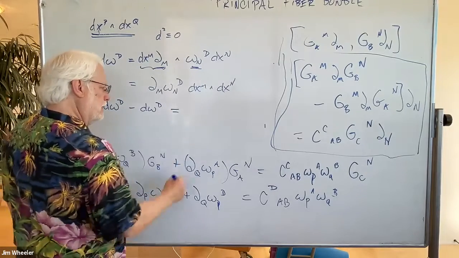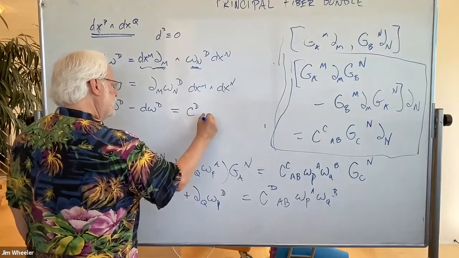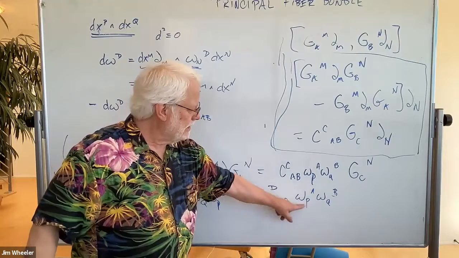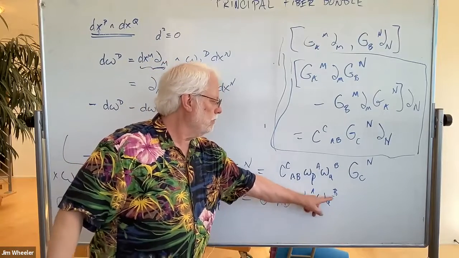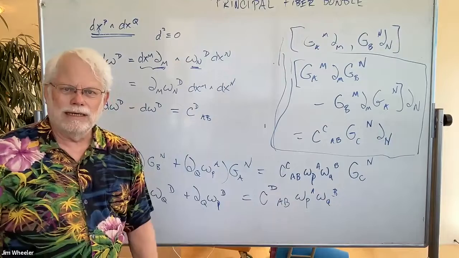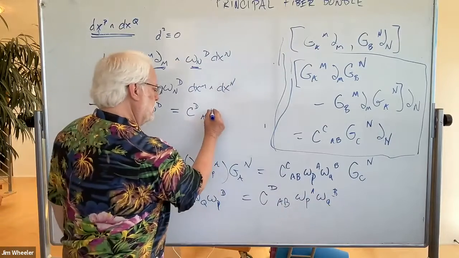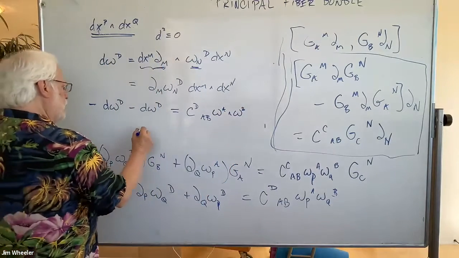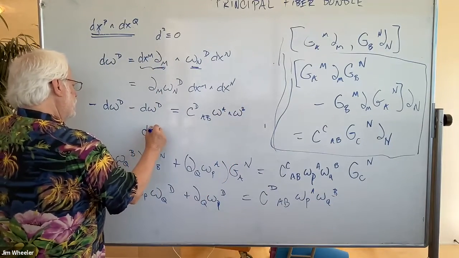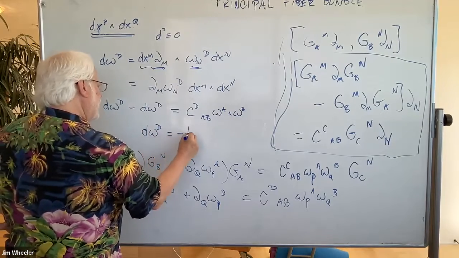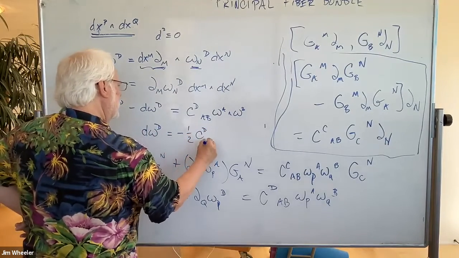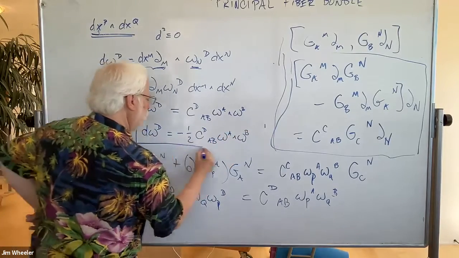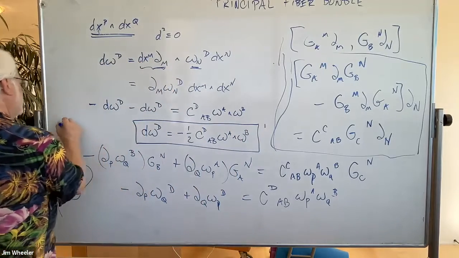On the other side, the structure constant is perfectly happy. Then I get omega p a dxp wedge omega q b dxq. It just turns those back into the original one-forms. So this is omega a wedge omega b. And what we have then is d omega d is equal to minus a half c d a b omega a wedge omega b. And that is the Maurer-Cartan equation.